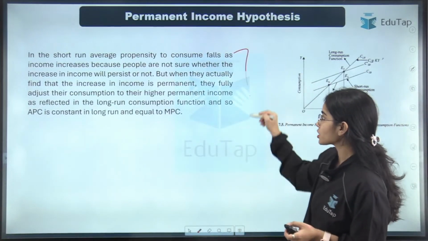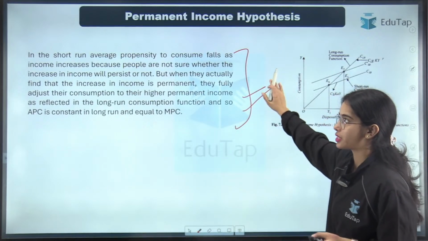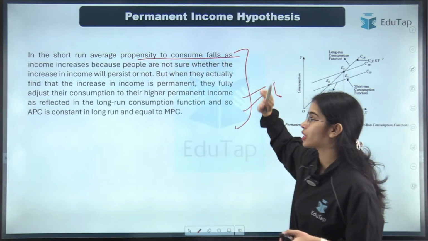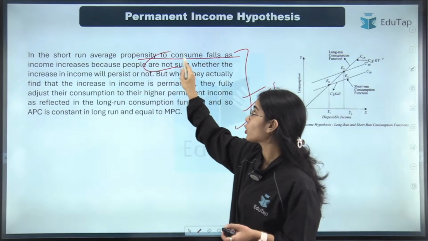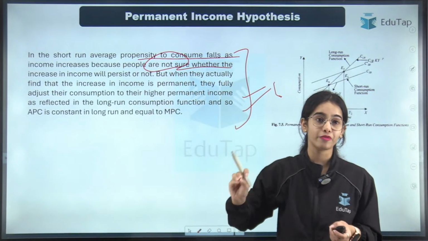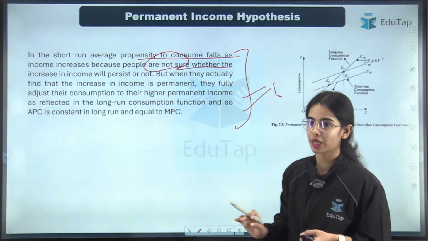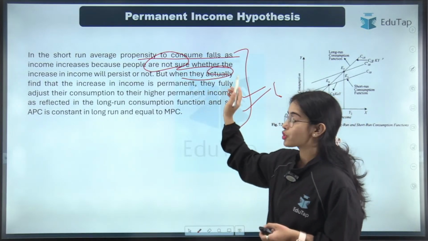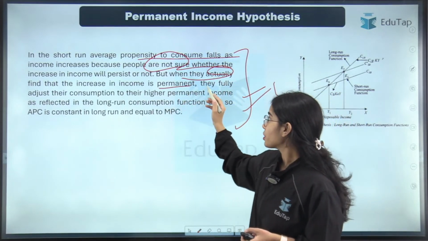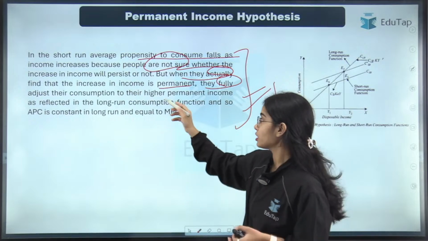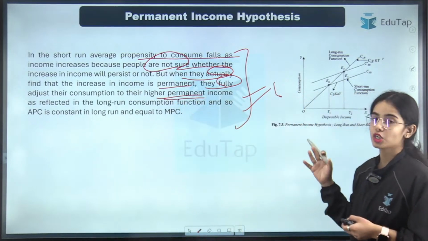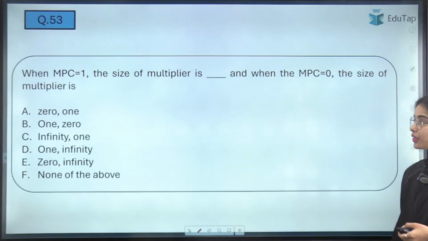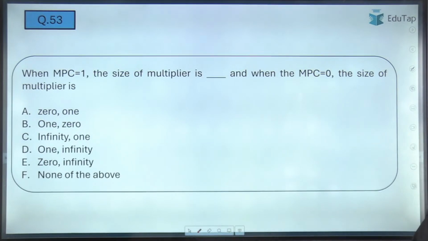So this is the crux of the permanent income hypothesis. In the short run APC falls as your income is increasing because people are not sure, they are uncertain whether the income will persist or not. But when they actually find that the increase in income is permanent, they fully adjust their consumption to their higher permanent income. So this is the whole idea. Now moving ahead with the next question.